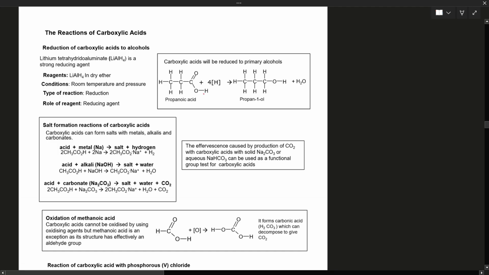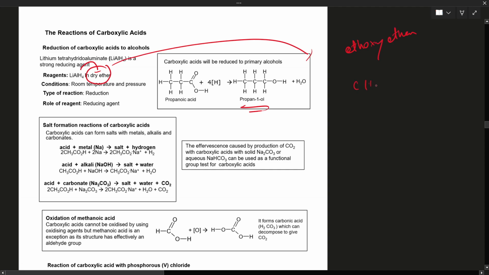Again, you can clearly see that if you reduce, like we oxidized to get carboxylic acid, so if we just reduce it back, we'll get what? The same thing, right? We'll get the primary alcohol back, isn't it? In this case, we're going to use a reducing agent named lithium tetrahydridoaluminate in dry ether. What is dry ether, sir? Ether is basically ethoxyethane.